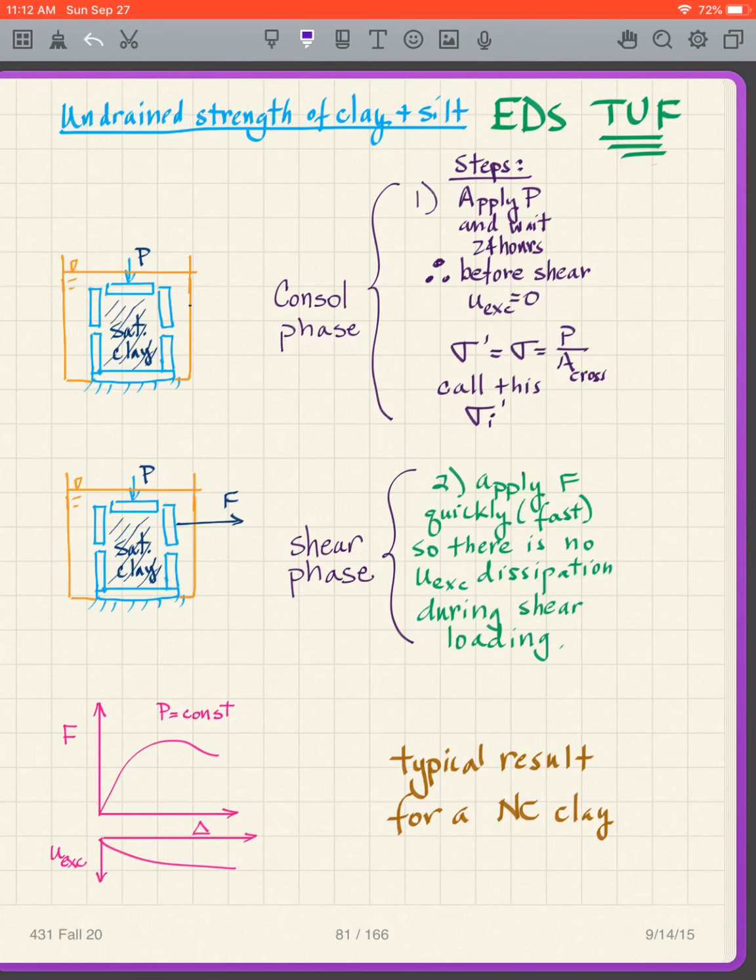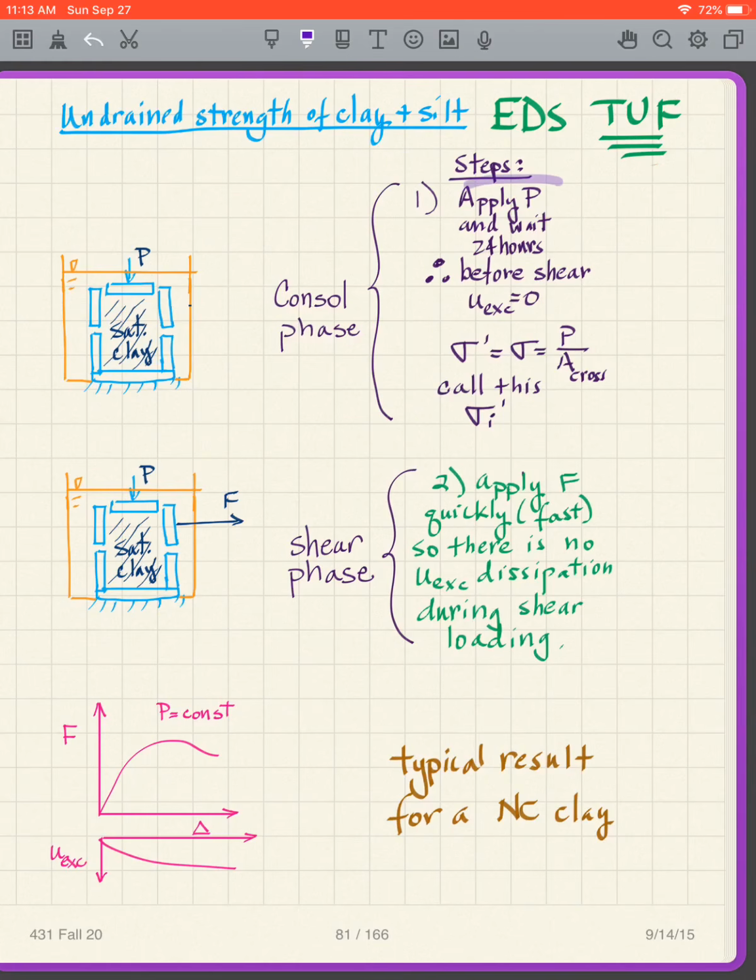has two phases, as we said, the consolidation phase and the shearing phase. And the consolidation phase looks like this, where we simply apply a vertical load to consolidate the sample. I'm showing it completely underwater so that the clay stays saturated, but what happens is we consolidate it and the excess pore pressures become zero at the end of the consolidation phase.